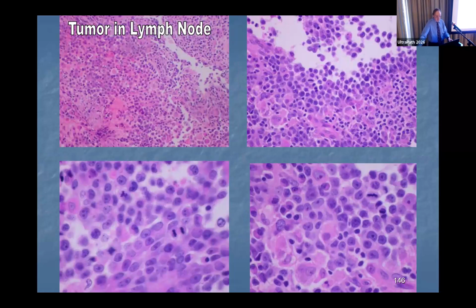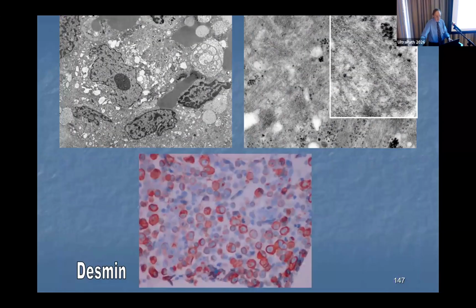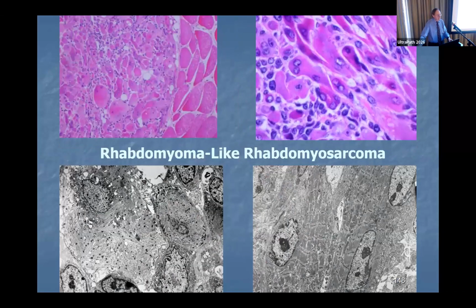This was a tumor in the lymph node. They weren't certain exactly what type of tumor this was. And you see that these cells do have very pinky eosinophilic cytoplasm to them. We did EM. We found very rudimentary filaments, as you can see in the upper right-hand corner there. And with this, desmin positivity was quite nicely present. So you can show a utility of electron microscopy that can be done very nicely.